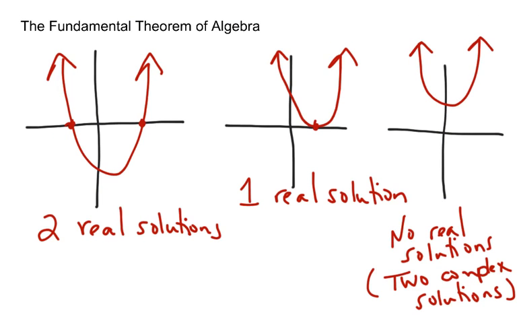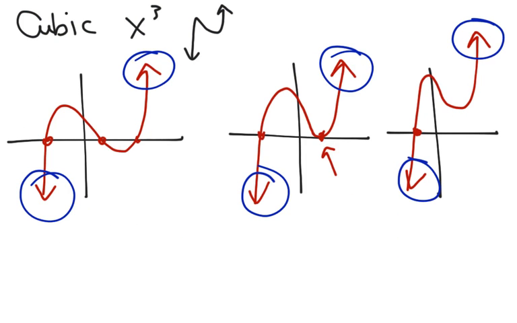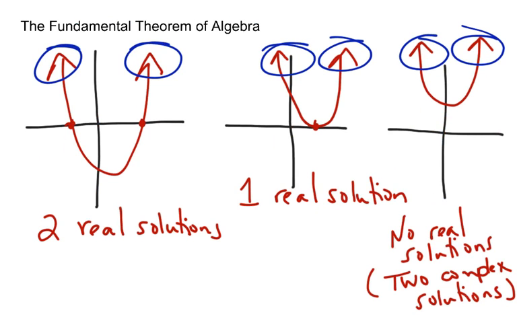If you look back at the quadratic, notice that both ends are up, or if I flip this upside down, both ends are down. When you have an even degree polynomial, the least amount of times it could hit is 0 times. Odd powers have to hit at least once. Even powers don't have to hit at all.